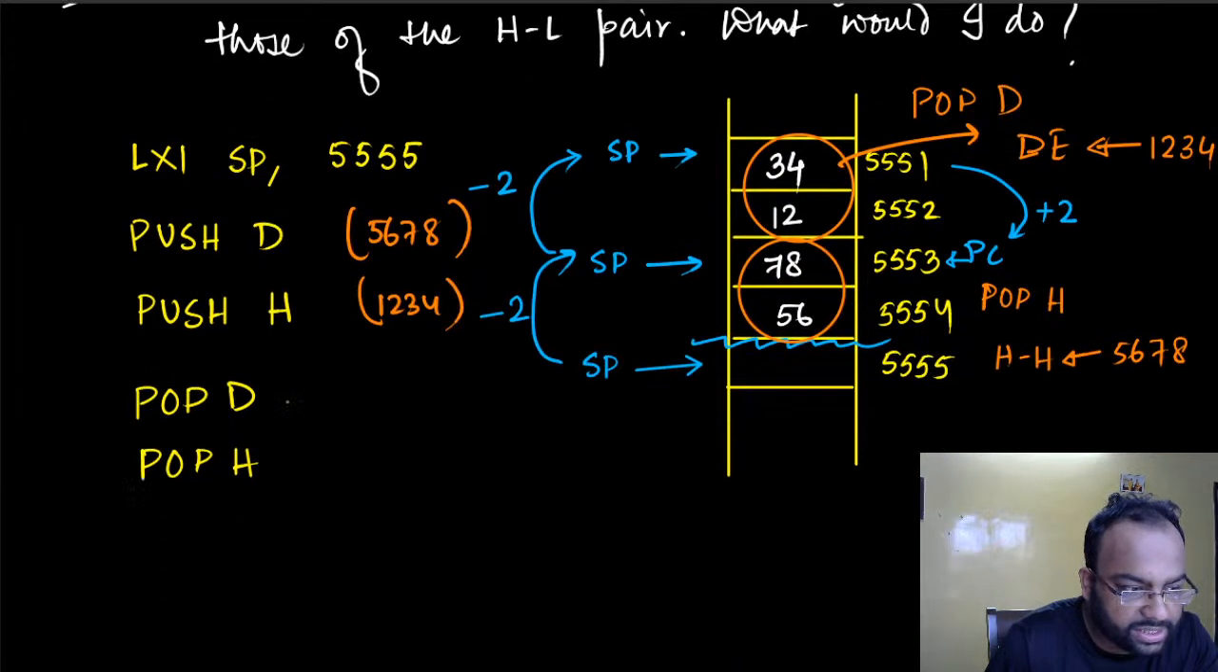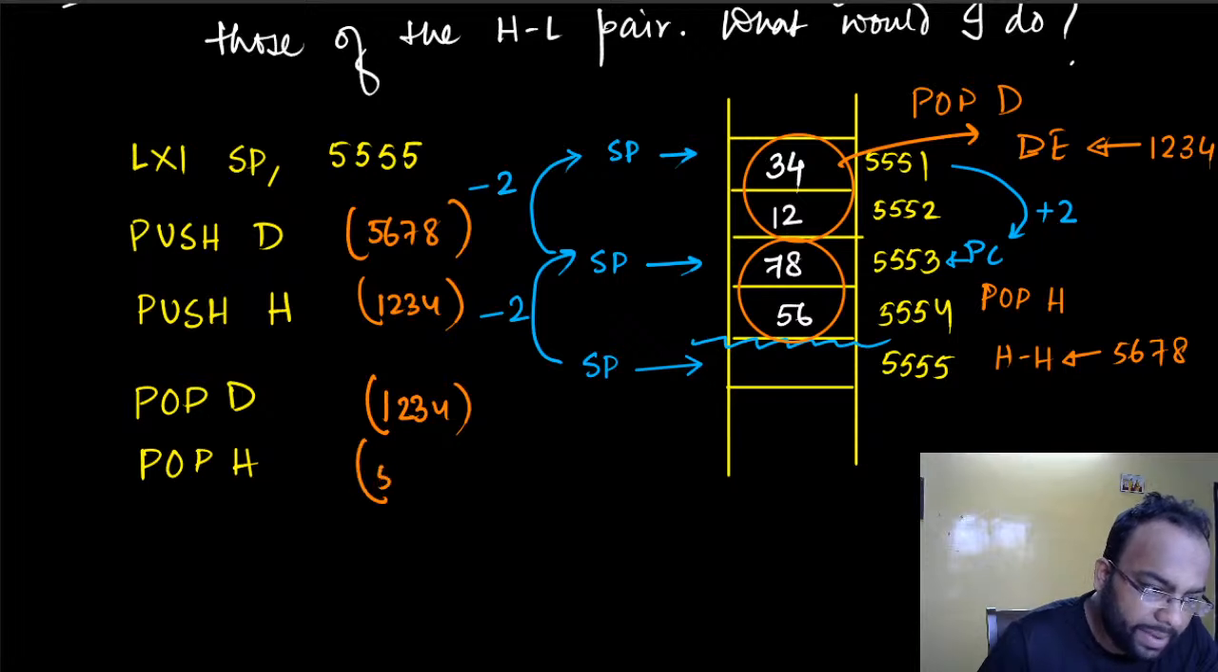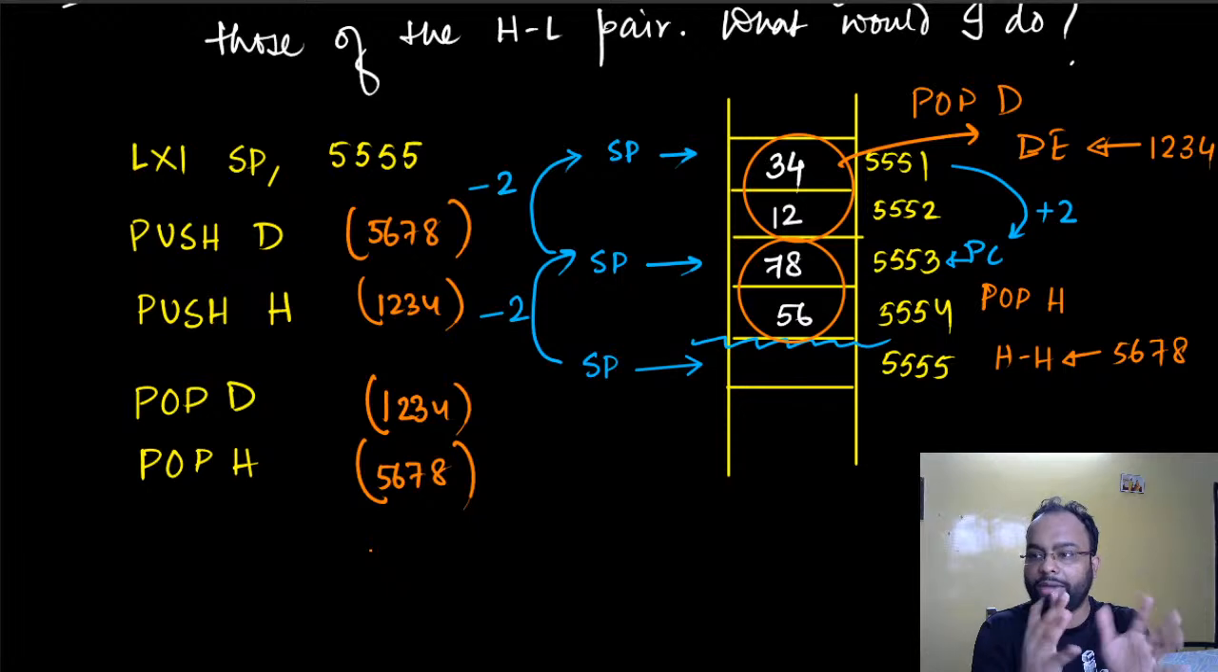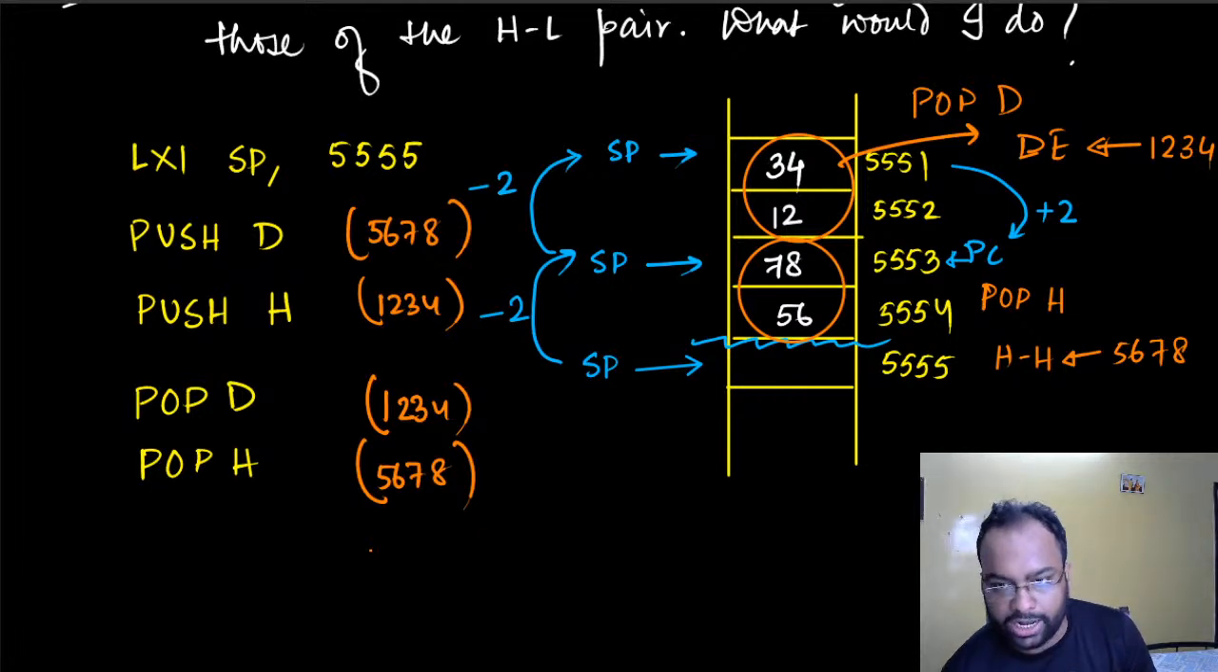Now after doing this push and pop, what happens? The DE register pair now has a value of 1, 2, 3, 4, and the HL register pair has a value of 5, 6, 7, 8. That is how we have now exchanged the values of two register pairs. That's one of the important things that you can actually do. For example, in this, right?